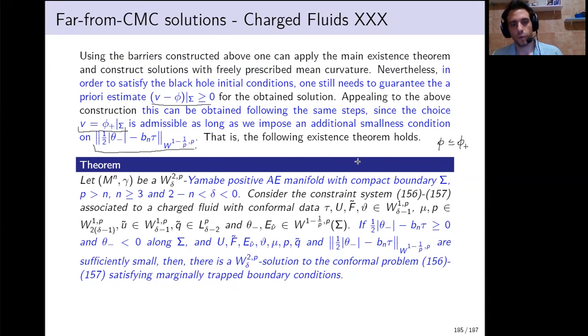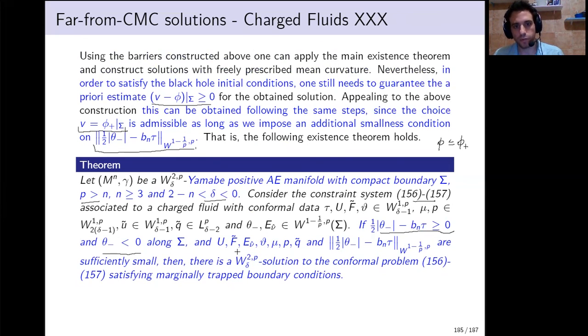And therefore, we can establish the following theorem. We have a Yamabe positive asymptotically Euclidean manifold with compact boundary with our regularity conditions. We consider our constraint system. We set everything in the right functional spaces, and we have to demand that certain coefficients here satisfy this relation. This has to be non-negative, associated to the marginally trapped boundary condition. We fix our theta minus to be negative.